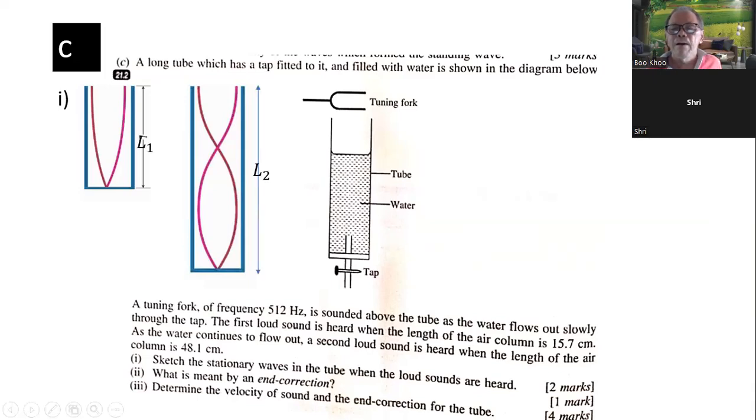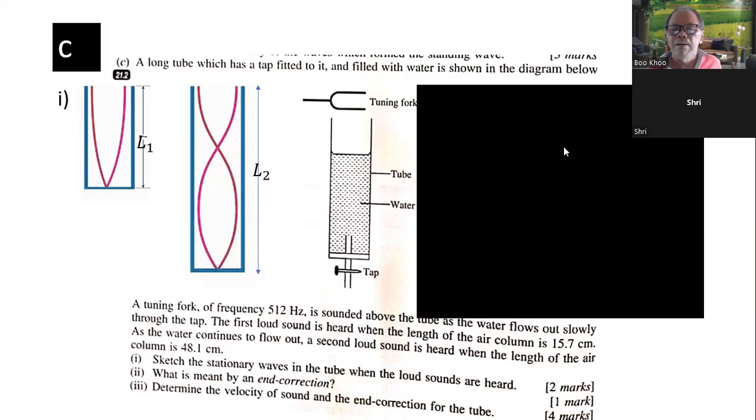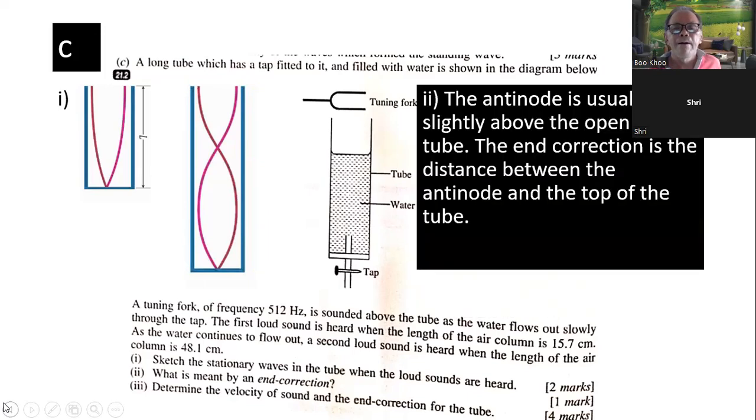Which one is the top of the tube? This is the top of the tube, this part. The antinode is not here. The antinode is slightly above, a little bit up. That's the basic idea. The antinode is usually slightly above the open end of the tube. The end correction is the distance between the antinode and the top of the tube.